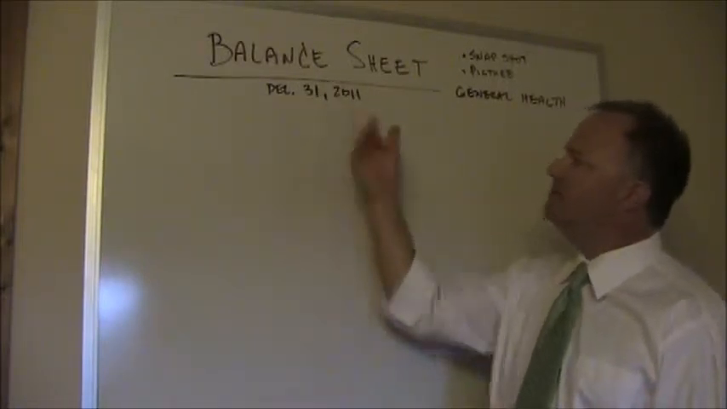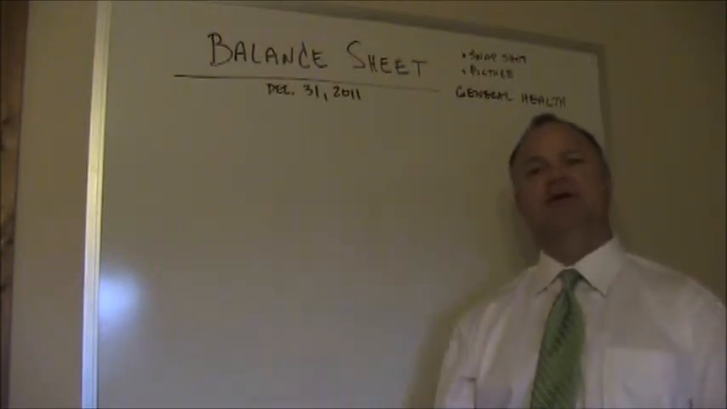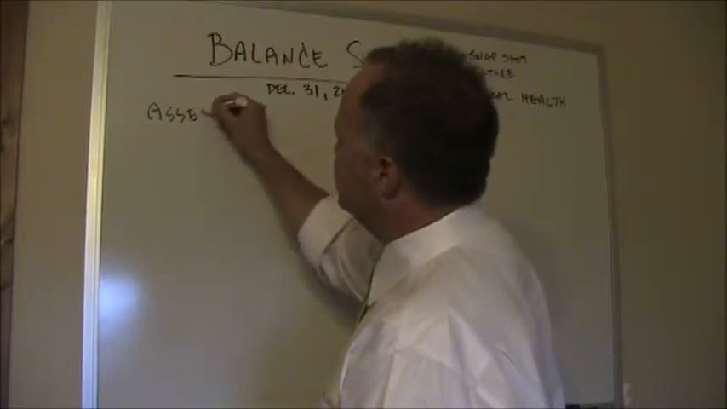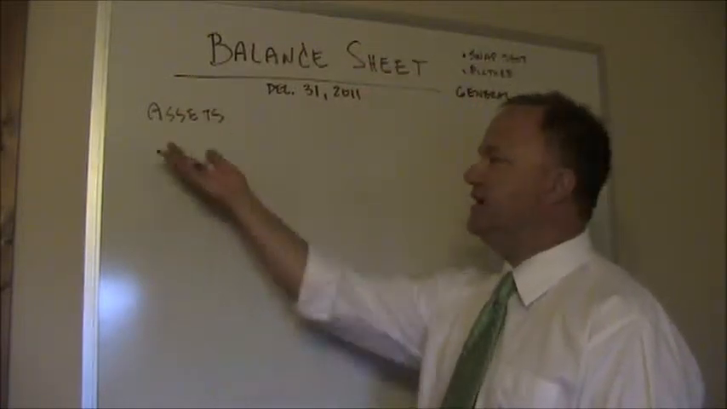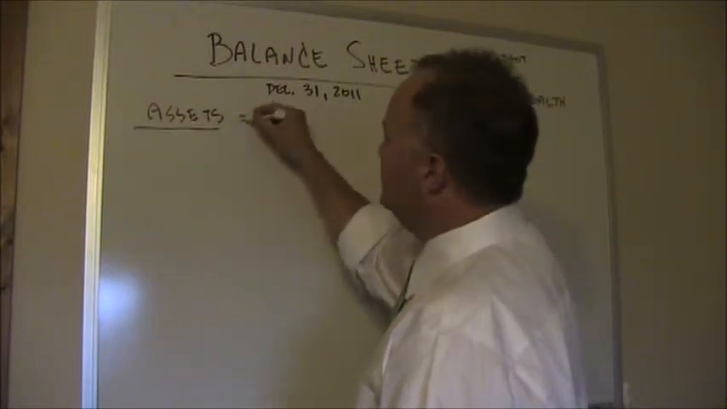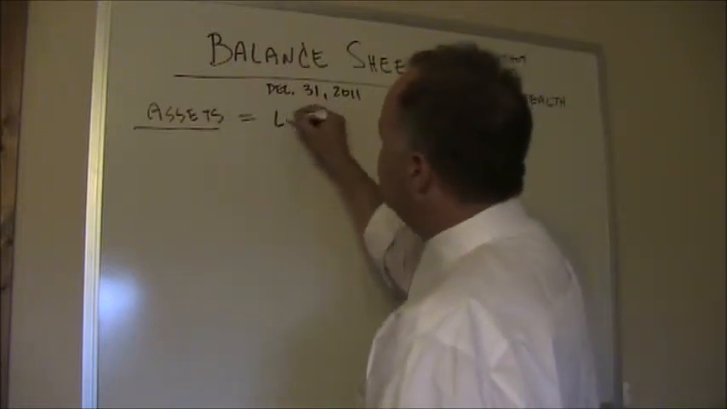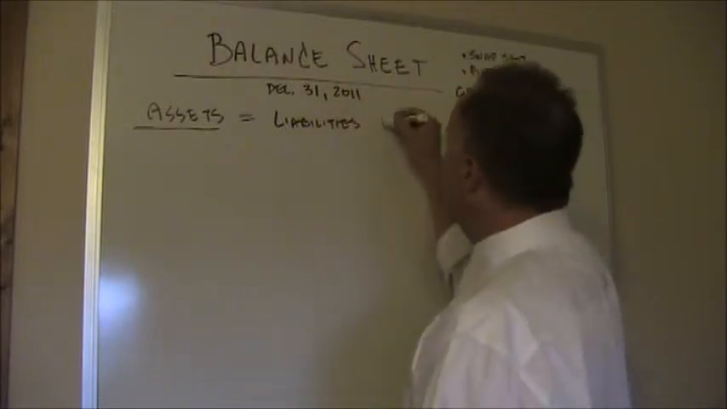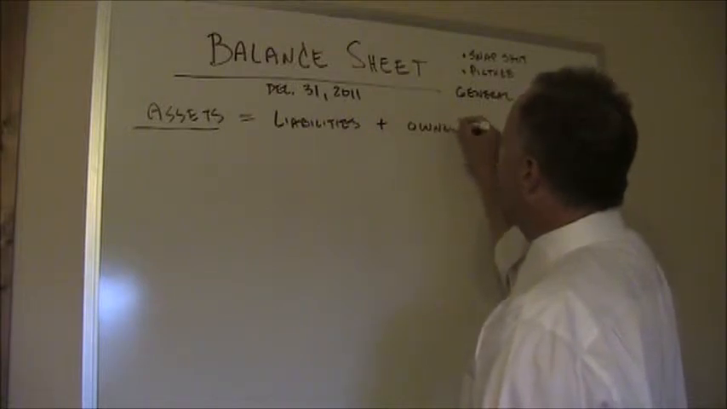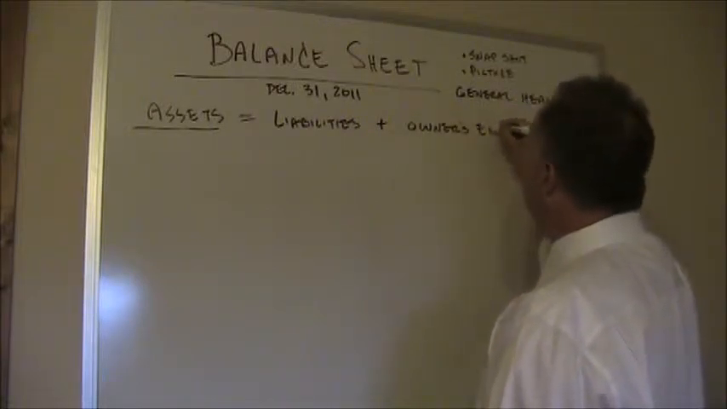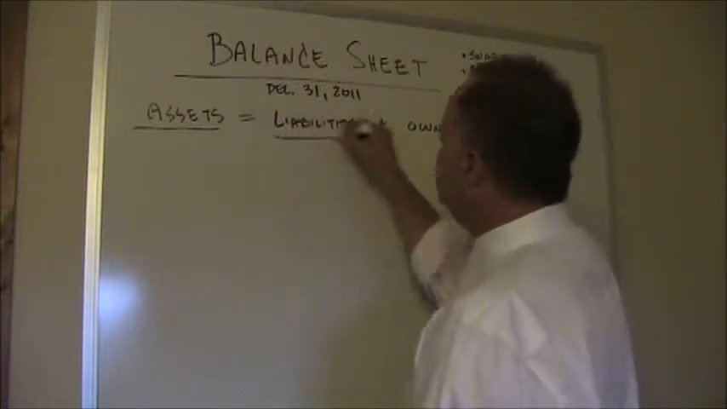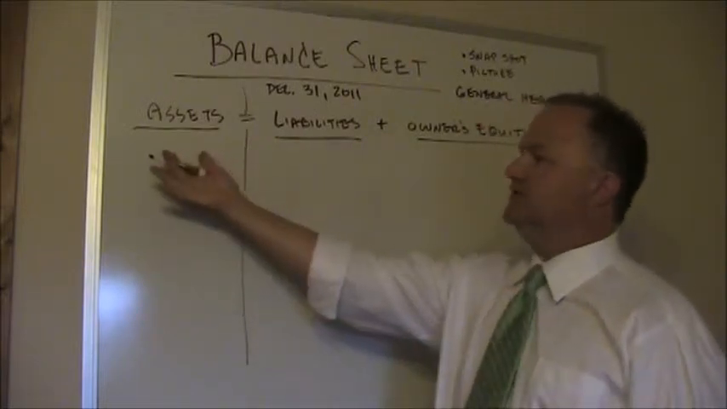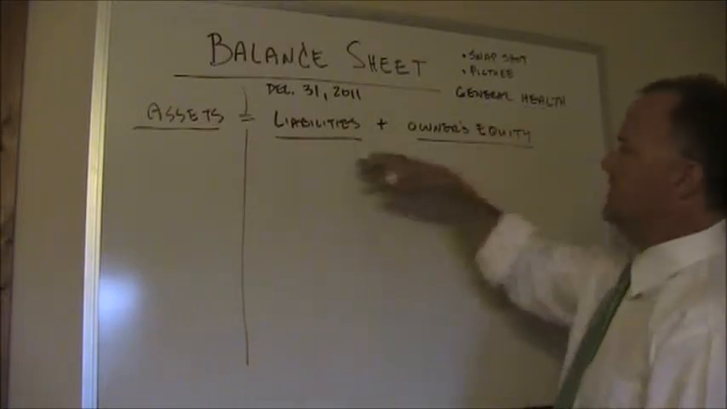Okay, balance sheet, it's balances, it's an equation. The equation goes like this. Your assets, one side of the equation, are equal to your liabilities, or what you owe, plus your owner's equity. Okay, I'm going to draw a line down here. This side is going to balance with this side. They're going to be equal.